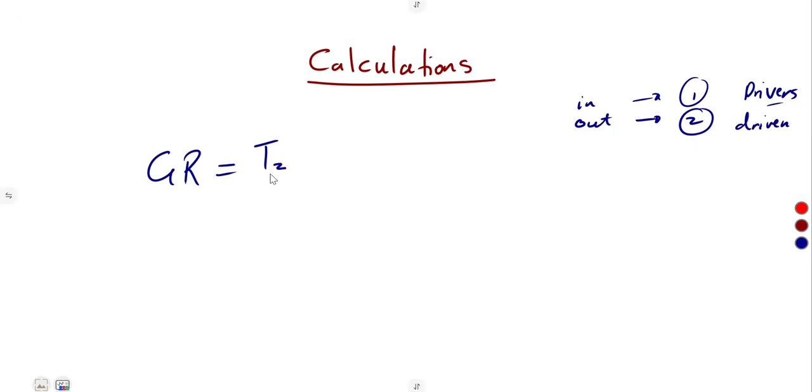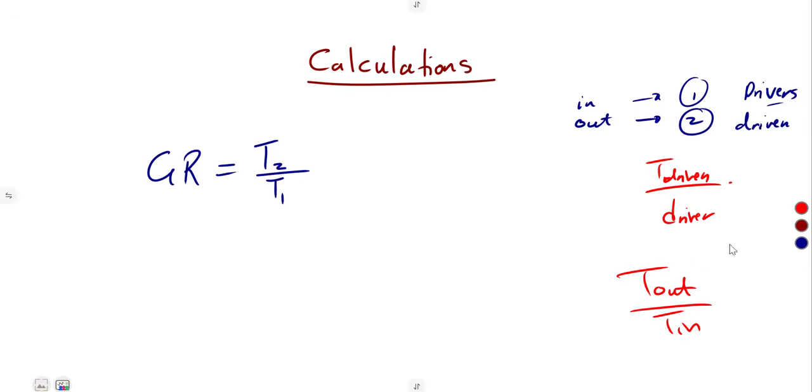All right, two over what? Over one. Meaning to say, we are talking about the torque on the driven, T driven over T driver. We are talking about output over input, T out over T in, one and the same. So this is what I'm trying to say. If you understand this, it's one and the same as this one, again. So it is in your hands. Which one are you going to have?